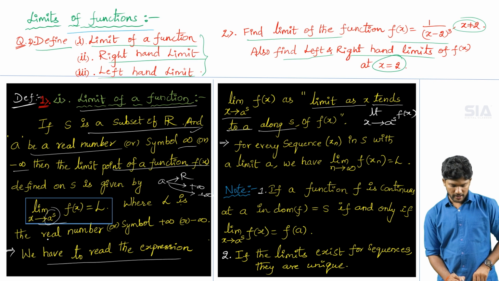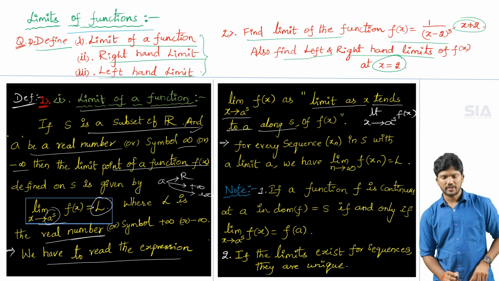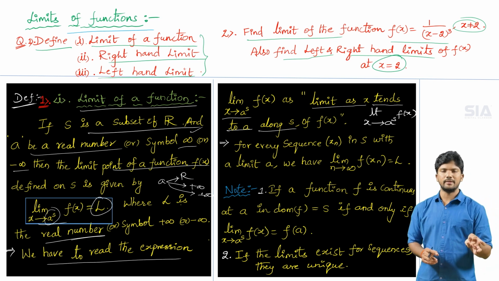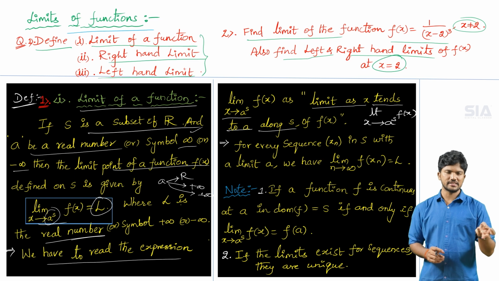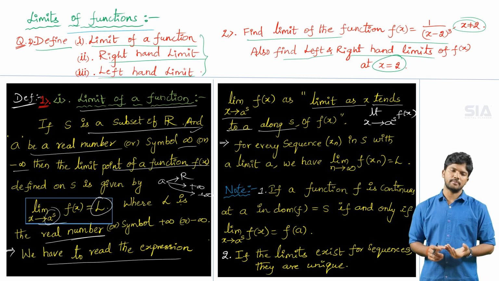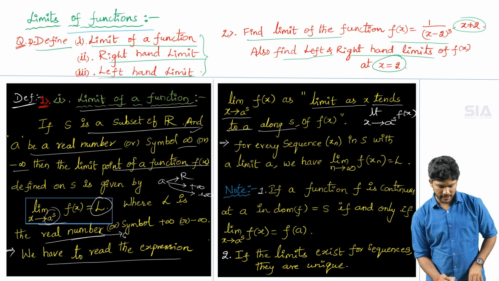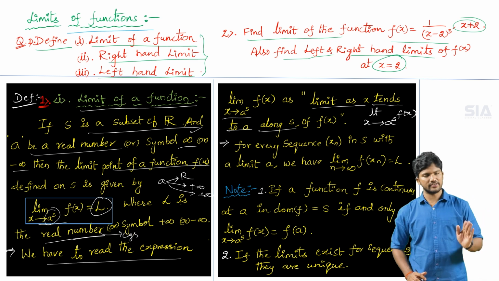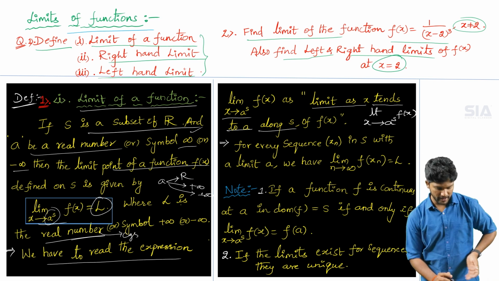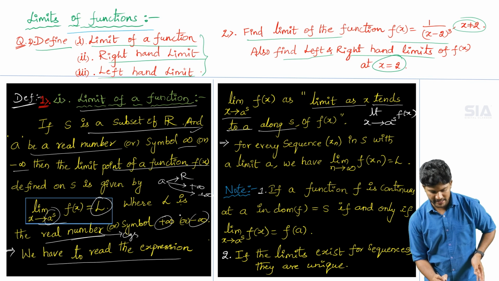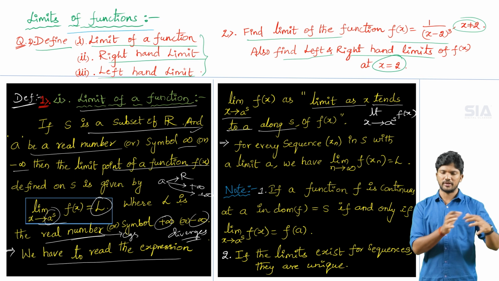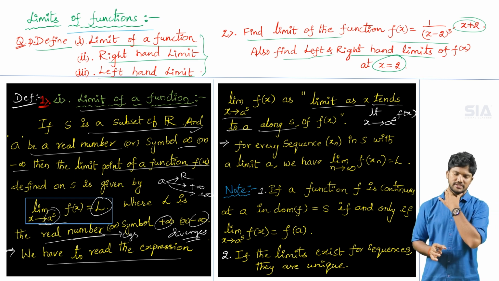Where capital L is the real number. Real number is nothing but any finite number, or symbol. Whenever you get a real number, we can say that the sequence or the function converges. Whenever you get the symbol plus infinity or minus infinity, we can say that the given function or sequence diverges. You know very well, in the previous lectures also we discussed that same condition.